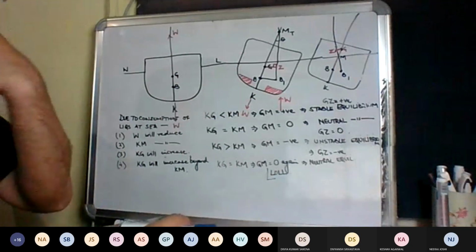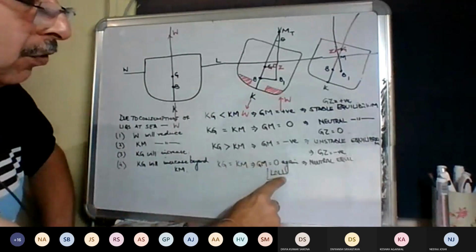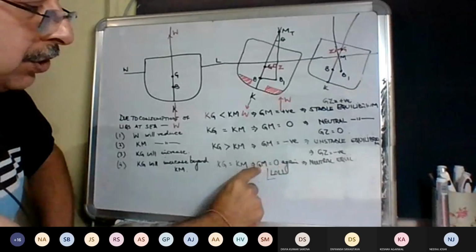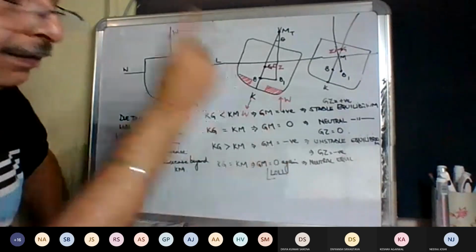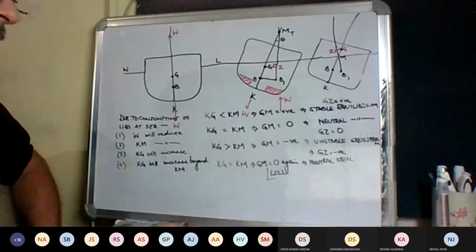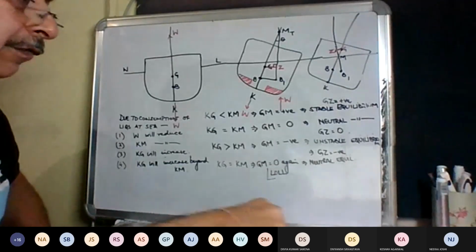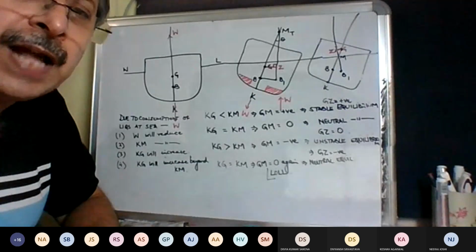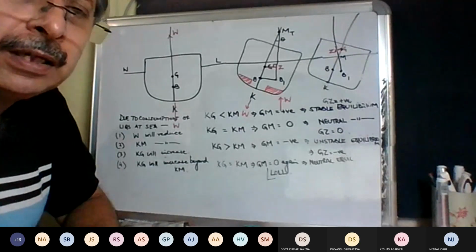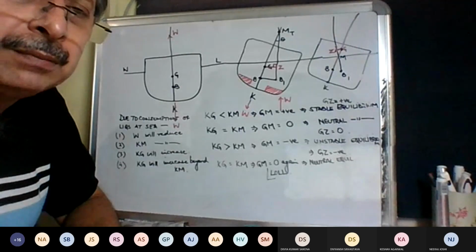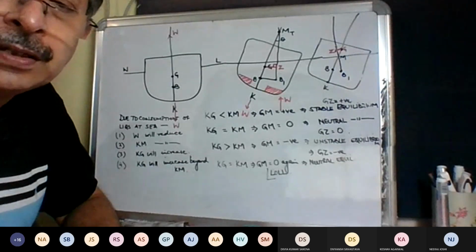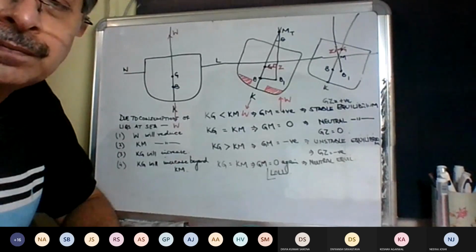So what is angle of loll? Angle of loll is that angle of heel at which the GM becomes 0 again. That is how you define angle of loll. It is that angle of heel at which the GM becomes 0 again. That is called the angle of loll.